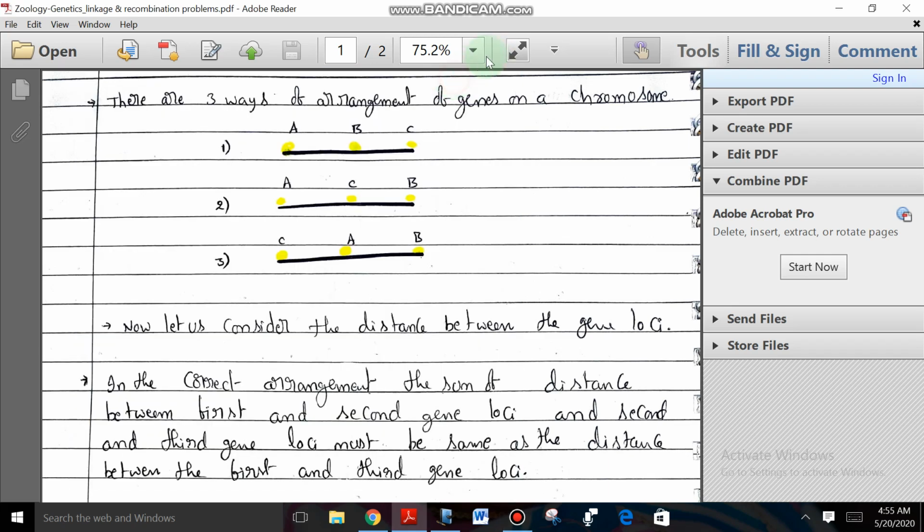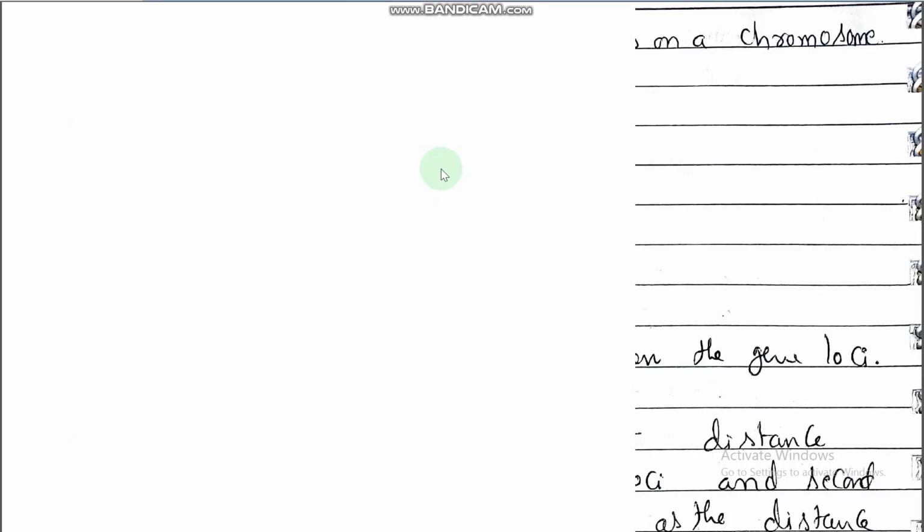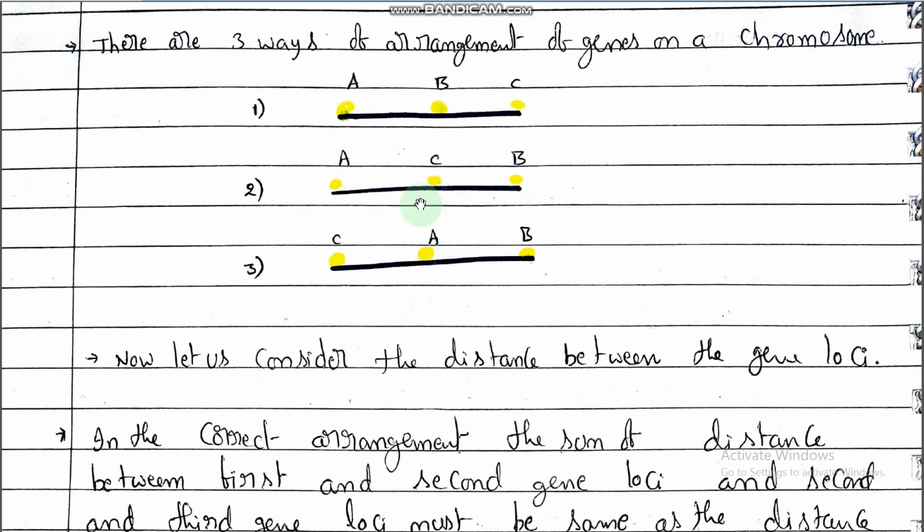Today's class we are going to discuss some problems based on linkage and recombination. Earlier we discussed what linkage is: the tendency of genes present on one chromosome to be tightly linked, so both genes reach the same gametes. If loosely linked, crossing over takes place and the genes reach separate gametes.